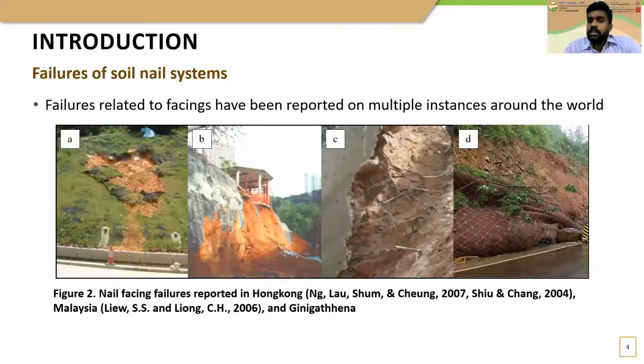Why do we need to focus more on the facing designs? Plenty of cases have been reported around the world where soil nail slopes have failed due to inferior facing designs. These are some of the images from Hong Kong, Malaysia, and also from Sri Lanka.